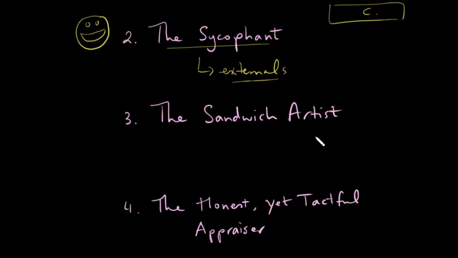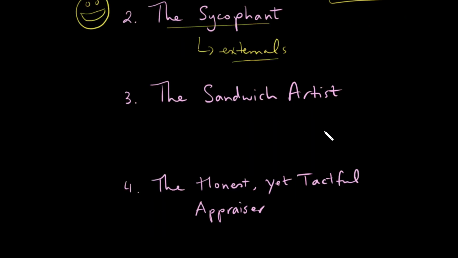Thirdly, we have what I like to think of as the sandwich artist. Let me explain what I mean by this. I'll draw a little picture of him here as well. He's a little bit ambivalent. What the sandwich artist does is, like the summarizer, he or she makes use of the structure of the review. So we have that introduction and we have that conclusion.